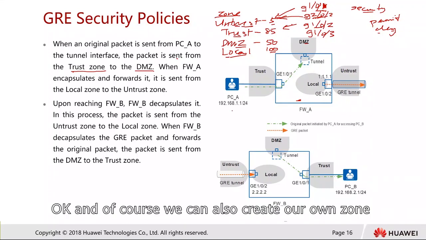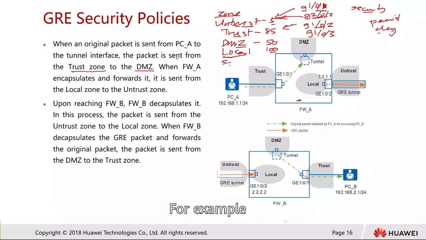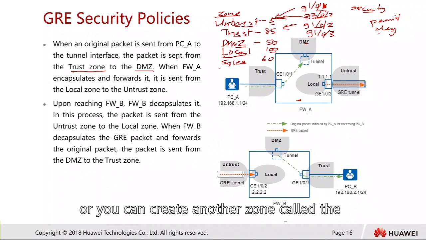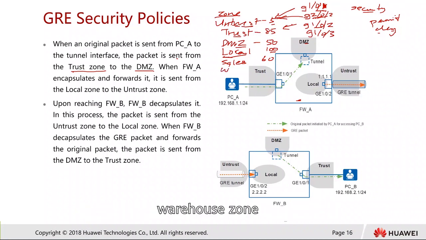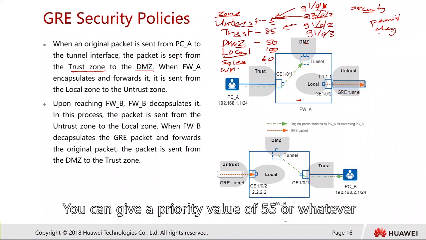Okay, and of course we can also create our own zone. For example, you want to call it sales zone, you give a priority value of 60. You can create another zone called the warehouse zone. Okay, you can give a priority of 55 or whatever.